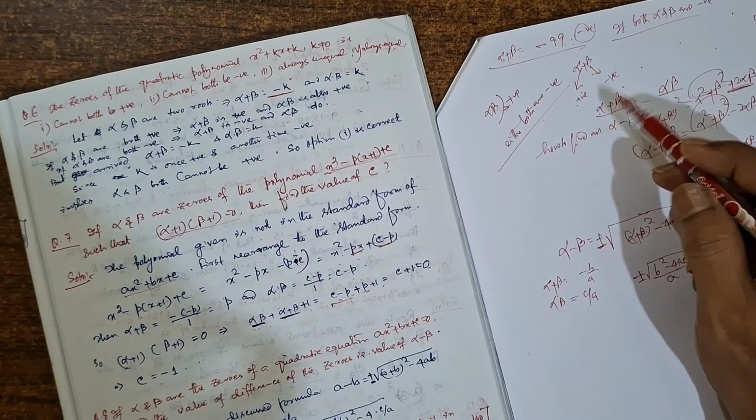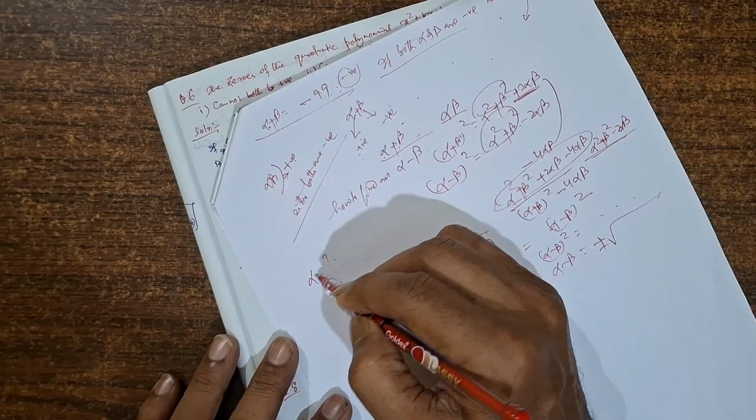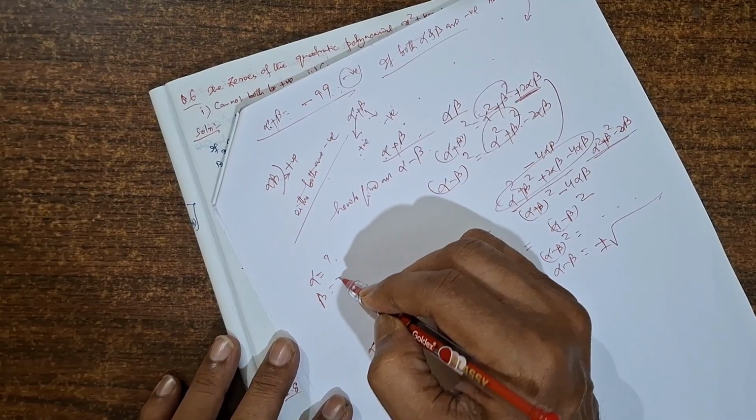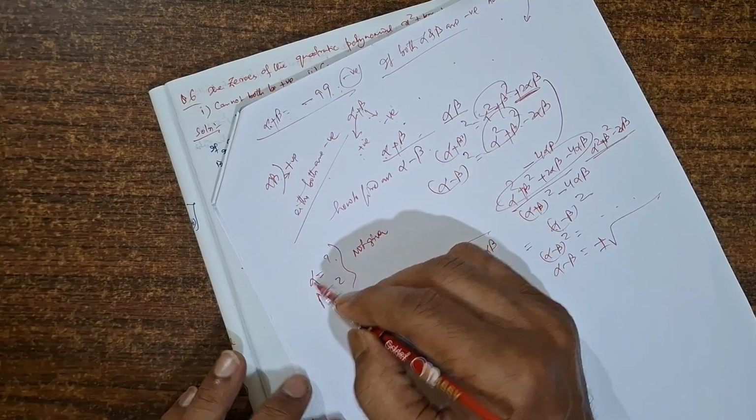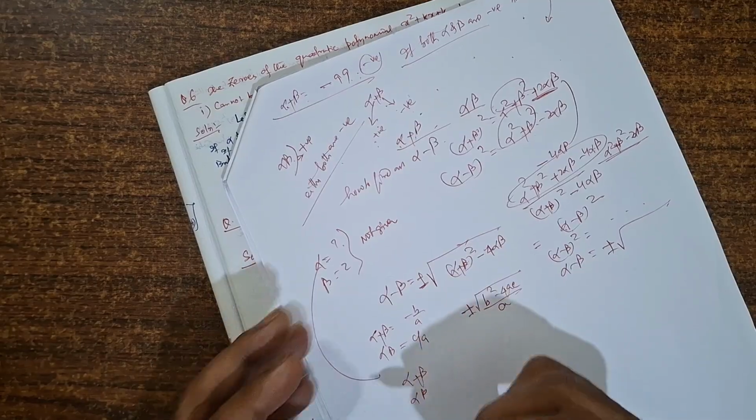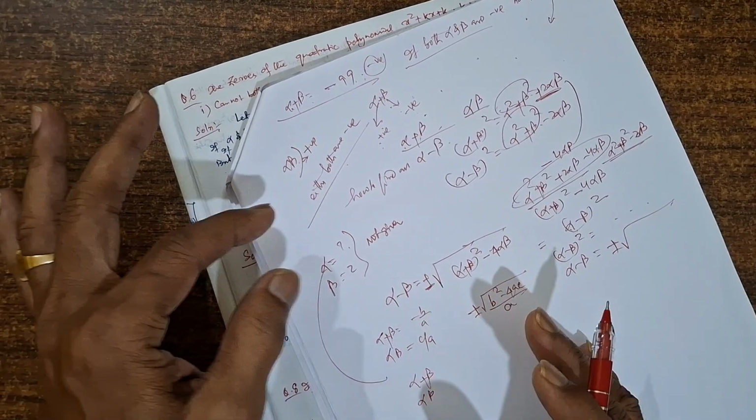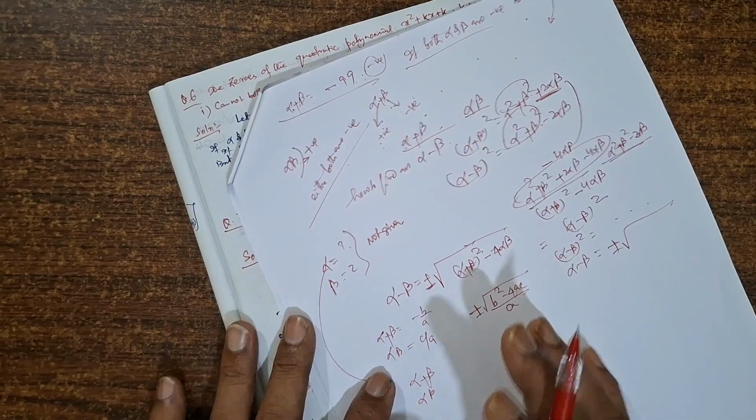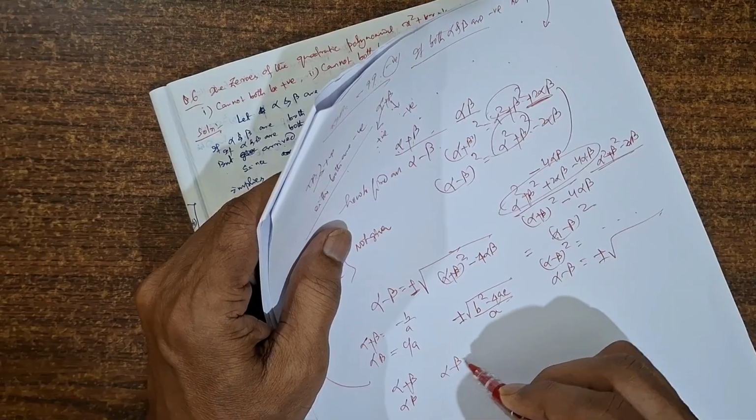So you find that initially alpha and beta are not given. Only what is given? Alpha plus beta, alpha into beta jointly. Their joint summation, their joint product is given. Individual alpha beta is not given. So from this we will get alpha minus beta.